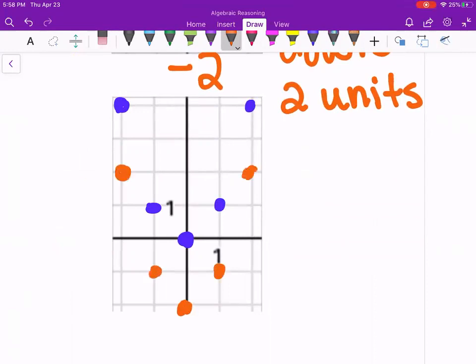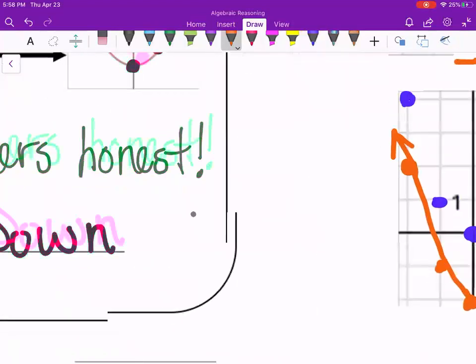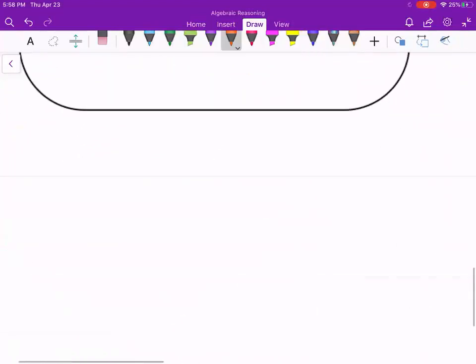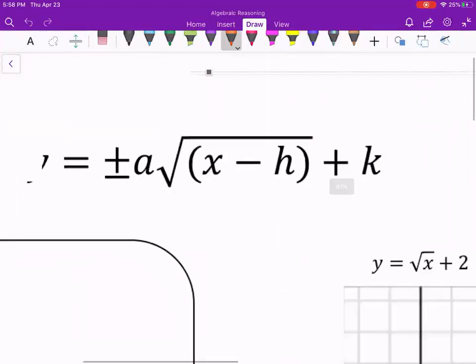And we get our new graph for this parabola. So there's our final for that one. Now let's see if the same thing is going to hold true if we go to our square root function.